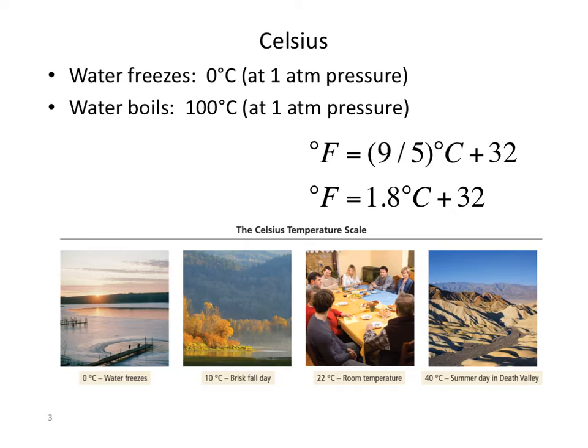When we want to convert between Fahrenheit and Celsius, you can use either one of these equations. They're identical. 9/5 is 1.8. And you don't have to have these memorized. I'll give you the temperature conversions. You'll just have to know how to use them.